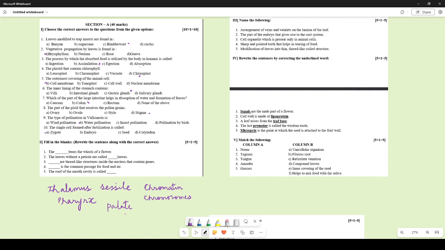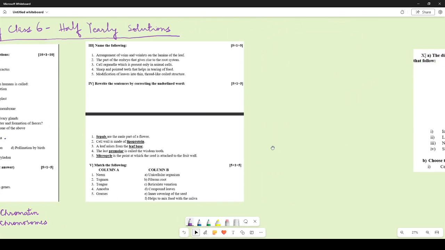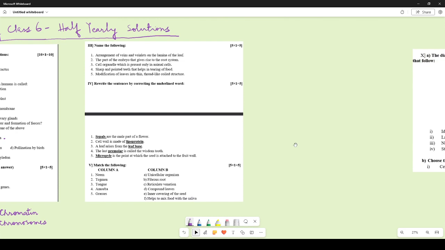The roof of the mouth cavity is called a palate, not a plate. Many of you wrote plate, or I do not know what spellings you wrote. But if this is not the spelling, then you get a 0. You don't get any marks in that. Arrangement of veins and veinlets on the lamina of the leaf is called venation. The spelling is V-E-N-A-T-I-O-N. Many of you wrote V-E-I-N. No, the spelling is incorrect. And if the spelling is incorrect, you will get a 0.